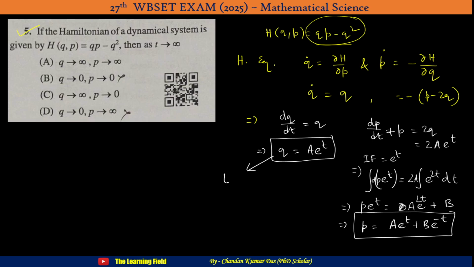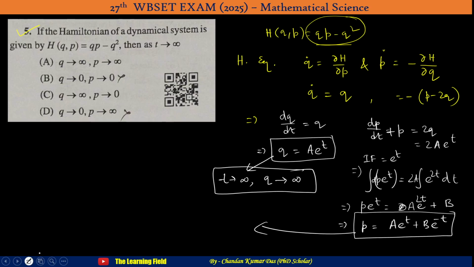Now if t tends to infinity, obviously e^t tends to infinity, that means q tends to infinity. For p, the first term goes to infinity and the second term goes to 0, so p also goes to infinity. Both p and q go to infinity. That means the correct answer is option A: p tends to infinity and q tends to infinity.